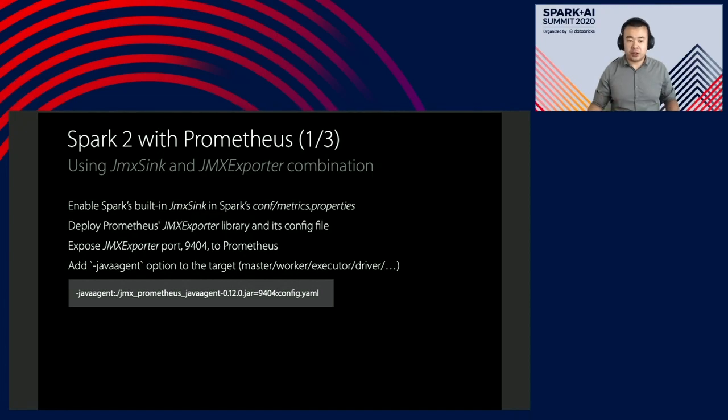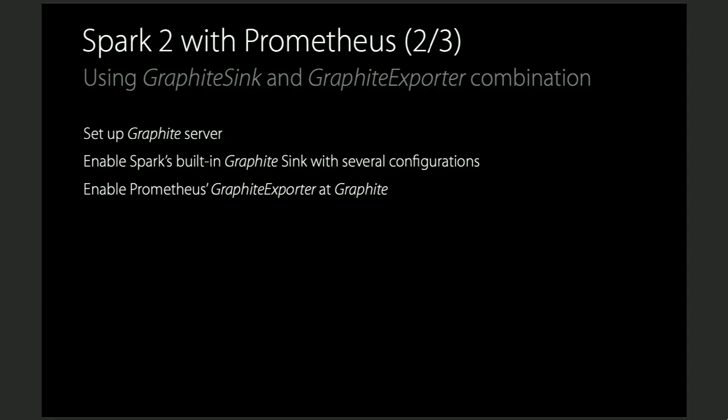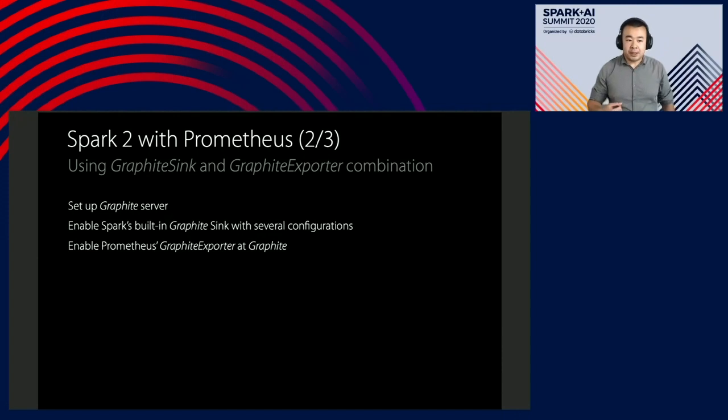to be slightly changed. So the second way people can do it is to set up the Graphite server. People can use Spark's built-in GraphiteSink and then use the Prometheus Graphite exporter to convert the metrics from Graphite metrics to Prometheus metrics. So this is good if you already have a Graphite environment set up in your production environment. However, if you don't have it, then it's going to take a couple of extra steps to make this approach work.